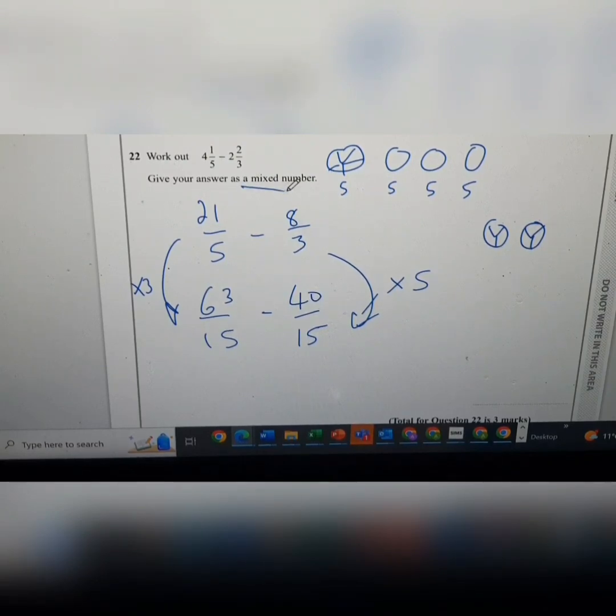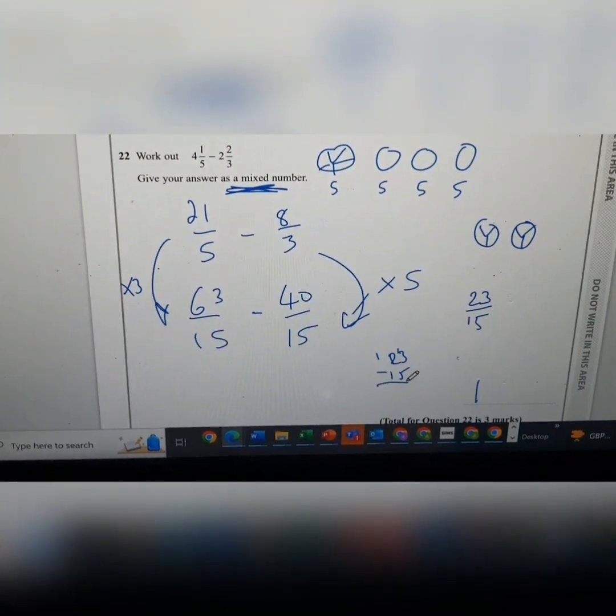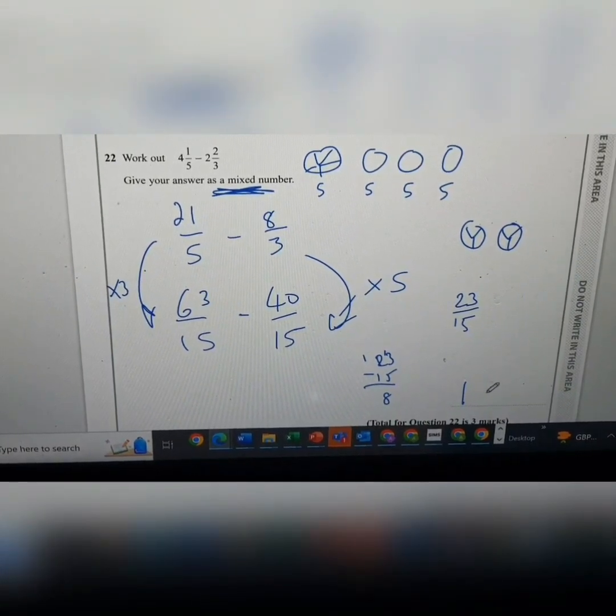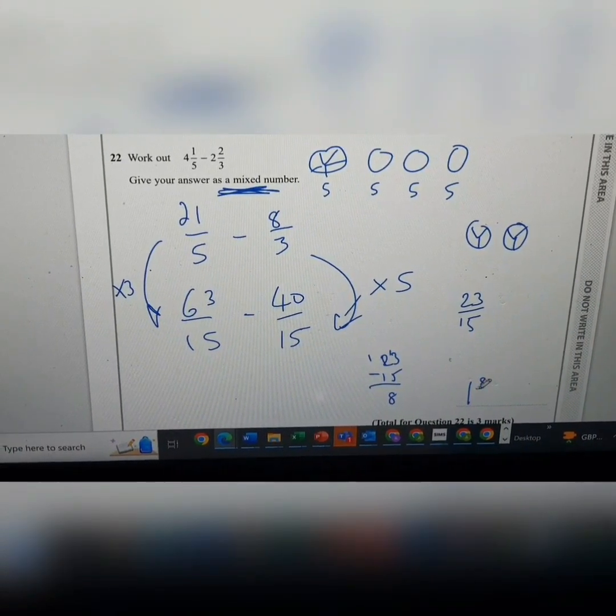And it wants your answer as a mixed number. So 23 over 15. 23 divided by 15 is 1, and then to check the remainder you need to do 23 take away 15. So 1 8 over 15.